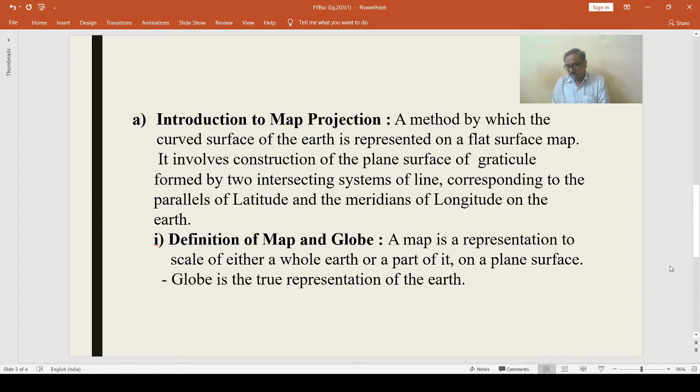Graticule is the network of lines of latitudes and longitudes.